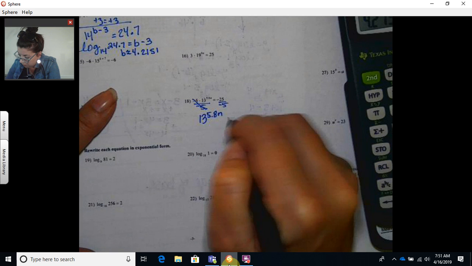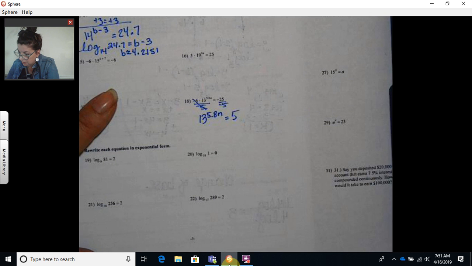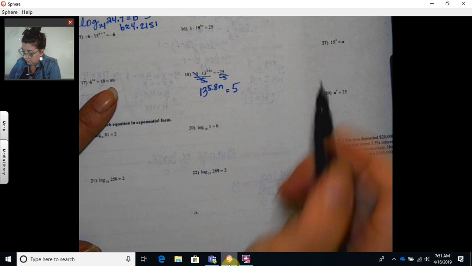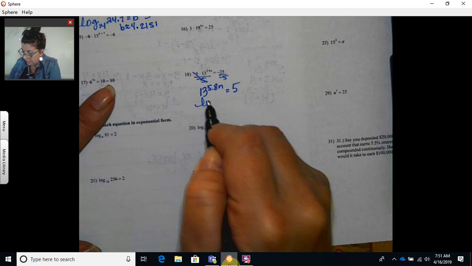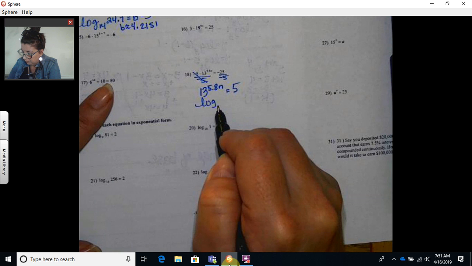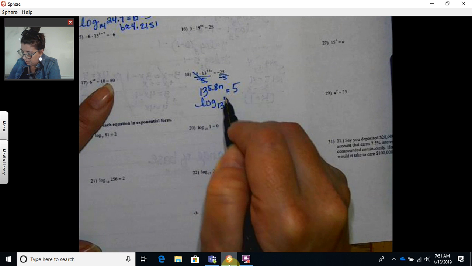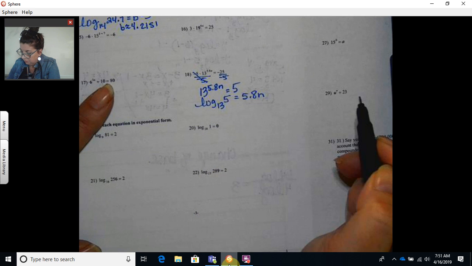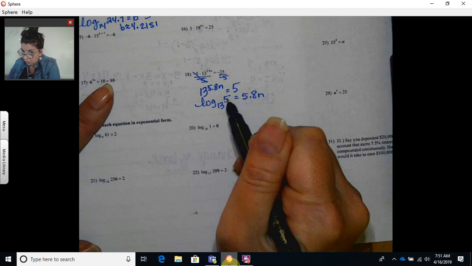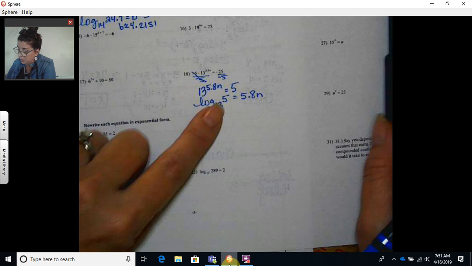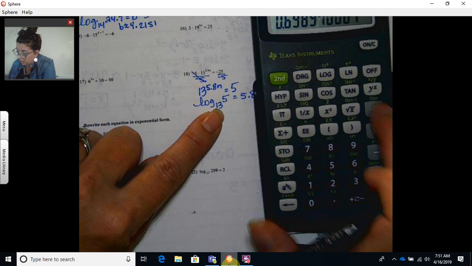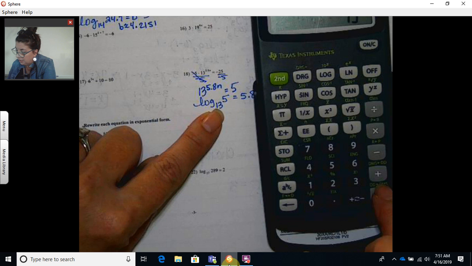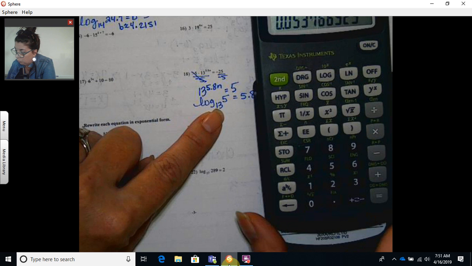Equals positive 5. Can we write both sides with the same base? No. Write it as a logarithm. So that would be log base 13 of 5 equals 5.8n. Remember, a lot of kids keep thinking this is 13 raised to the 5th power. That's not what it is. It's a logarithm. So now we can do change of base, right? 5 log divided by 13 log equals 0.0537.